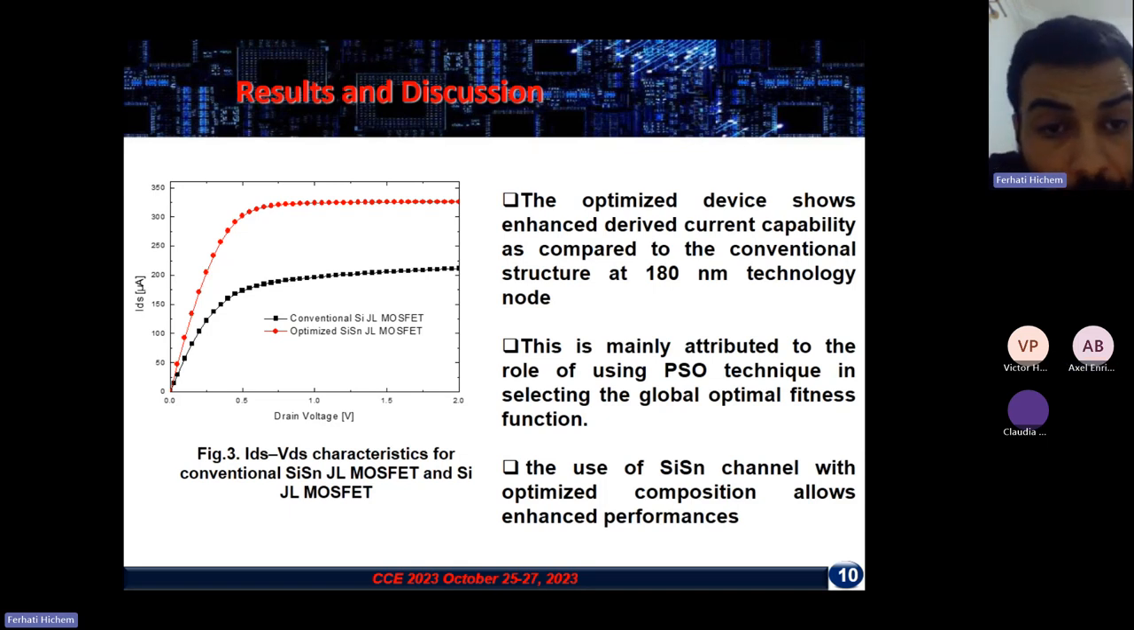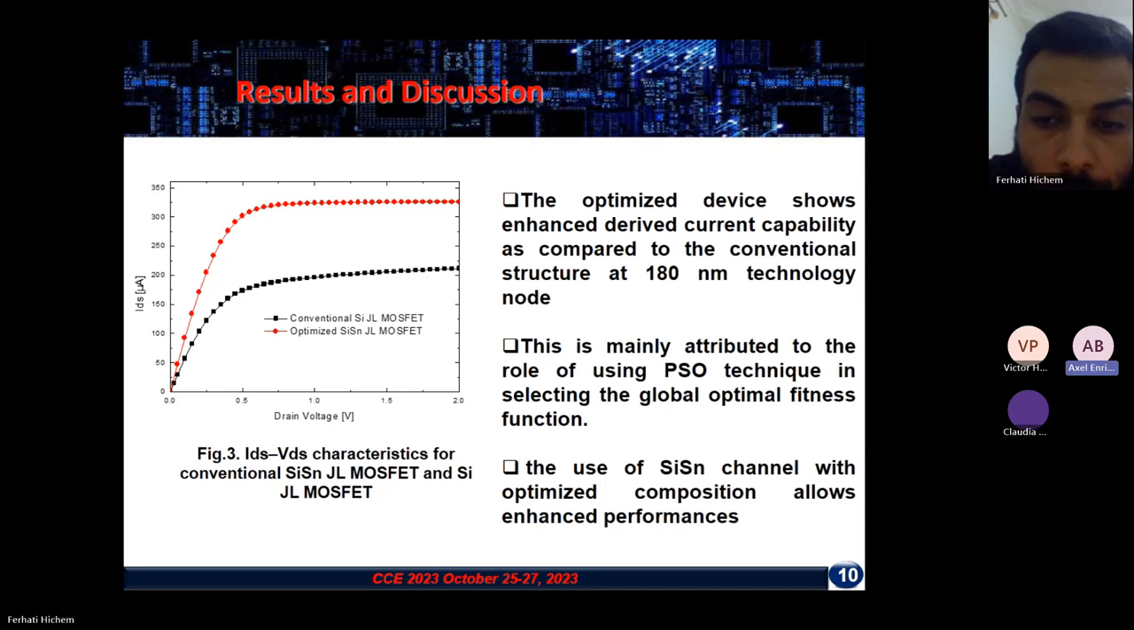the optimized device shows an improved saturation as compared to the conventional structure, which is mainly due to the use of particle swarm optimization for the minimization of the output conductance. So the minimization of the output conductance can lead to better stability of the transfer characteristic.